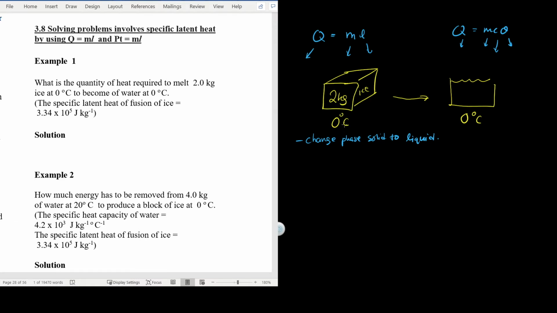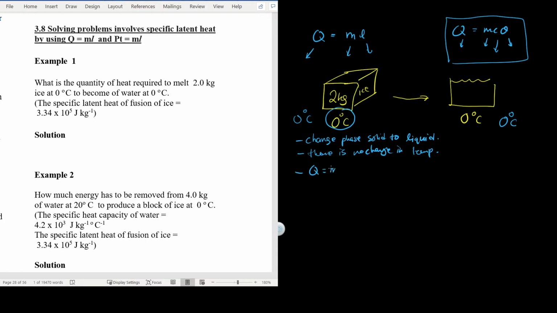Another important piece of information that we can get from the question is the temperature. Initially the temperature is equal to 0 degrees Celsius. After the process, what will happen to the temperature? It remains 0 degrees Celsius, so there is no change in temperature. It should be the process of changing phase. Since there is no change in temperature, we cannot use the formula Q equals mc theta. Q equals mc theta is only applicable when there is a change in temperature. When there is no change in temperature, we need to use Q equals ml.